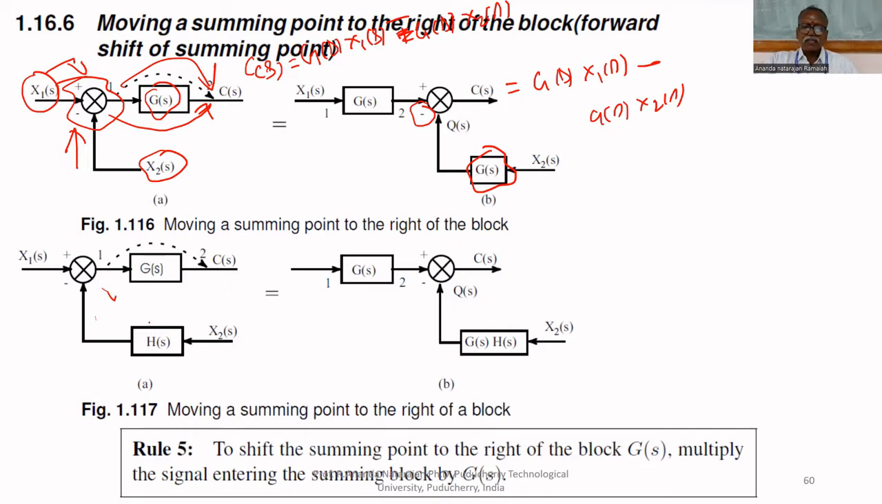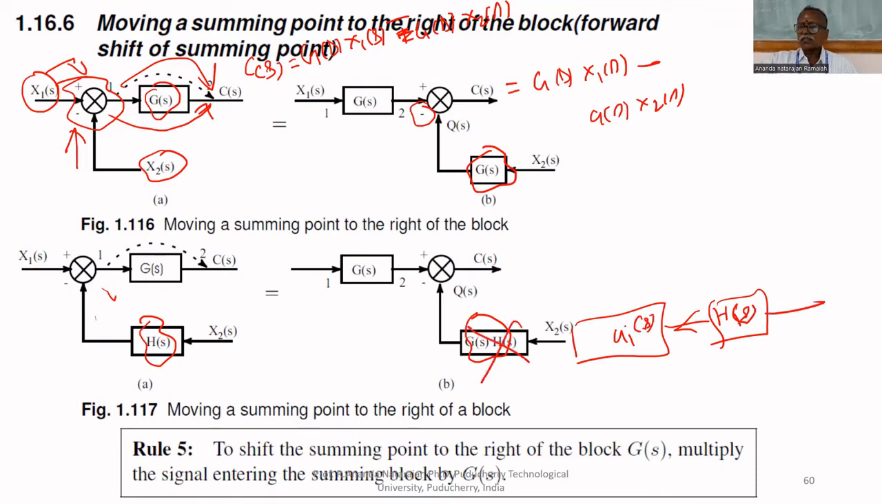Suppose the incoming signal is already multiplied by H of S, then you multiply both by H of S and G of S, because in the frequency domain, two blocks can be multiplied together if they are cascaded. How will you add? If you want to add, it will be added like this. Two blocks, G of S and H of S.